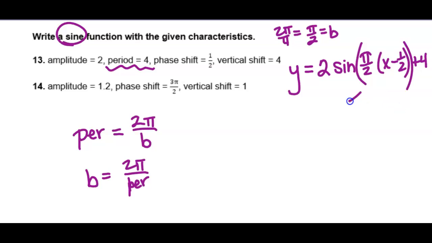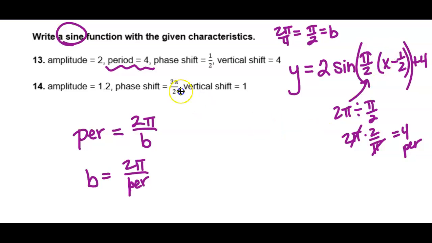Now let me go through that one more time, and that is because a normal period of 2 pi divided by pi over 2 would become 4, which would be a period of plain old 4, which is what they wanted, which goes much better with a shift to the right 1/2, because you don't want something that has pi's when you're shifting only 1/2 over.